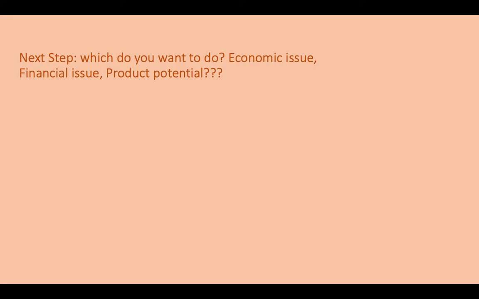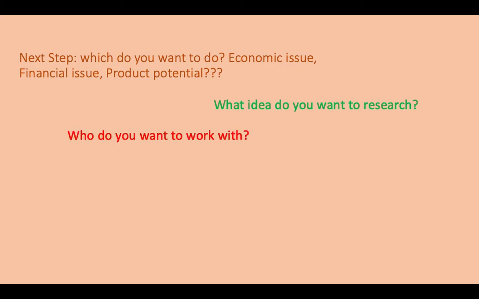Once you've made your decision, you first have to choose what you're going to do. And as I said, previous groups quite often have looked at product potential, so that's the enterprise area. So what are you going to research? So your group needs to think about that. Who are you going to work with? So choose the names of the people who are going to be part of your group.